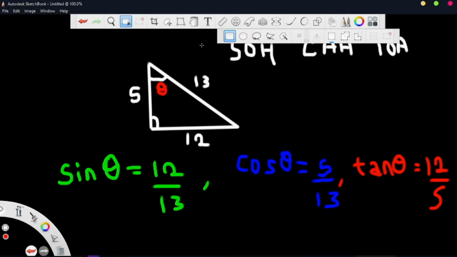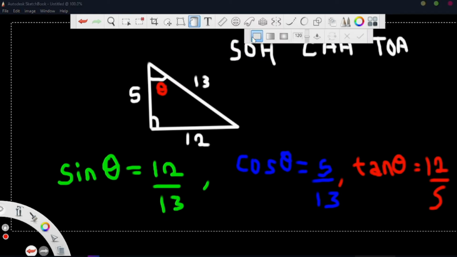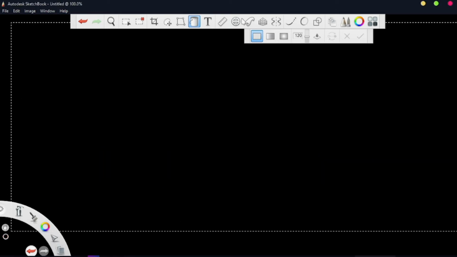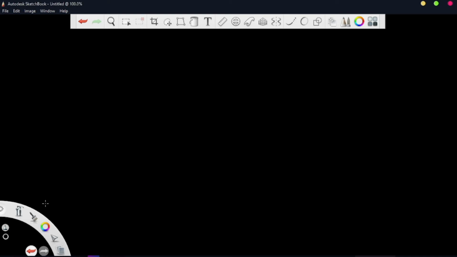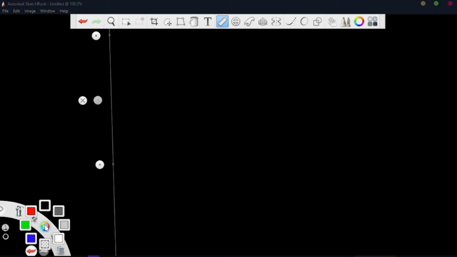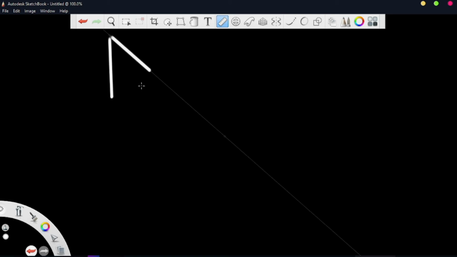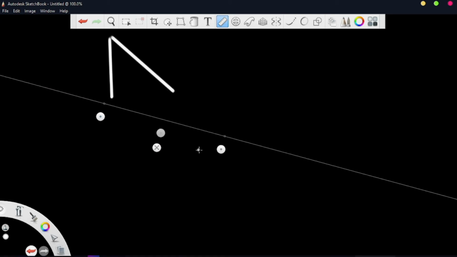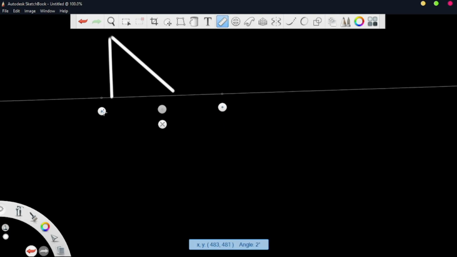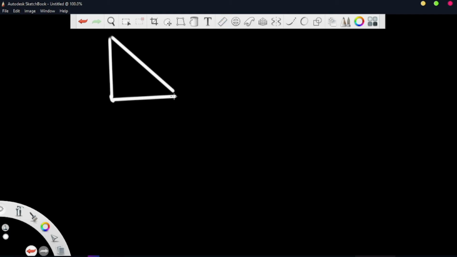You have to know how to arrange the trigonometrical ratios given a different triangle. How can you find your trigonometrical ratios? Because they might give you a triangle and place your angle theta somewhere else. So let me get my rule and draw a simple triangle. Okay, this is my triangle. It's not very clear, but we'll work with it.